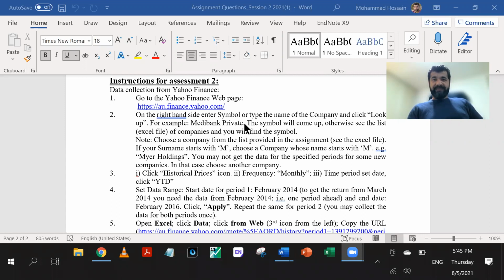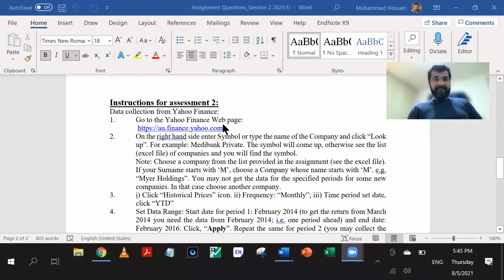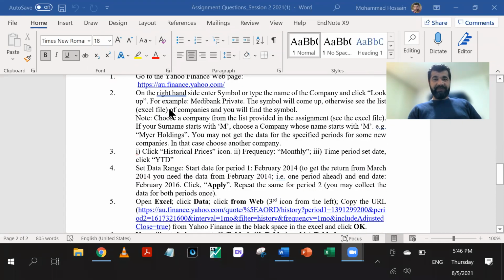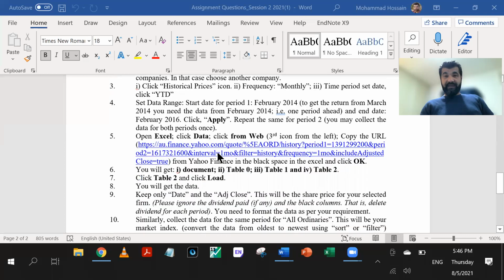All right, so this is the instruction provided for assessment 2, and I'll show you how to do it. It says here, go to the Yahoo Finance webpage. On the right-hand side, enter symbol and type the name of the company. These are all cool, nothing wrong. Look up, for example, Medibank. Okay, I know these things. Click the historical prices, we know that. Set date range.